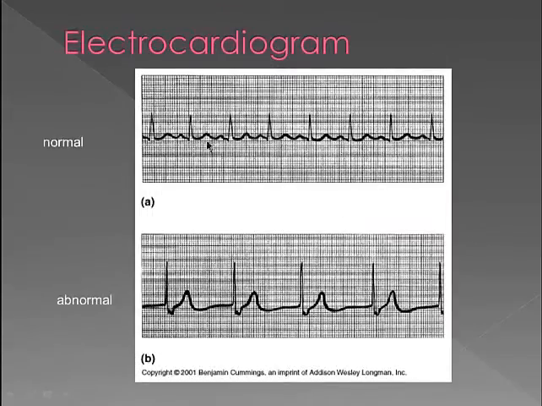And here this just shows you a normal electrocardiogram, and this shows you an abnormal one. You can see the spacing between them. You can also see these high T waves. So you can just differentiate between these two. You don't need to really go into great details about them.